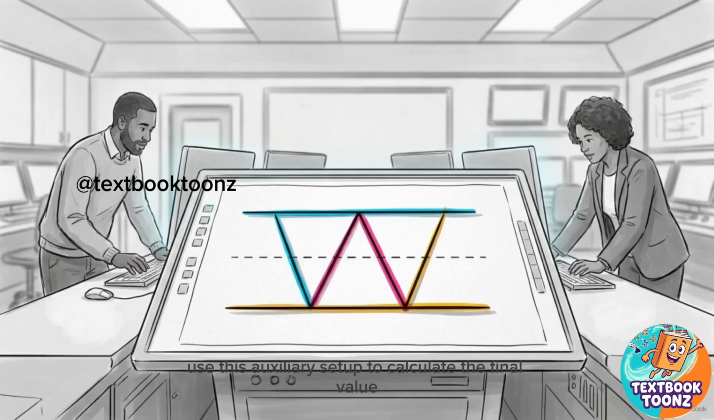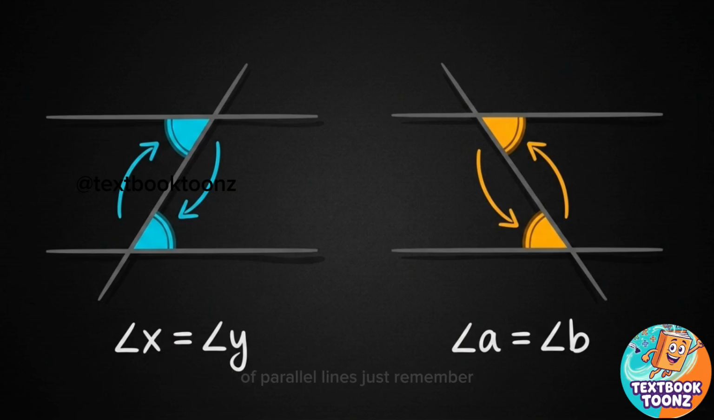Use this auxiliary setup to calculate the final value of angle NOP and share your answer in the comments. You've now mastered the core principles of parallel lines. Just remember, corresponding and alternate interior angles are equal, while same-side interior angles always sum to 180.